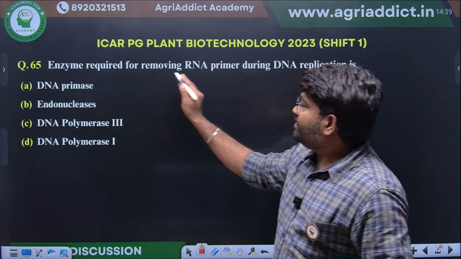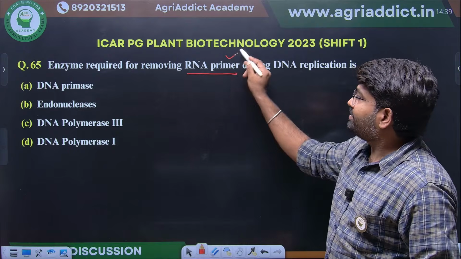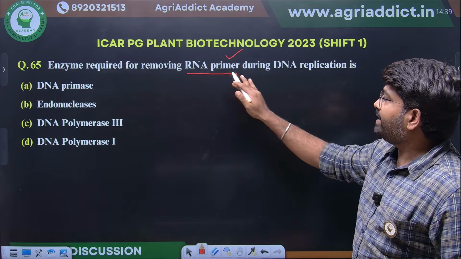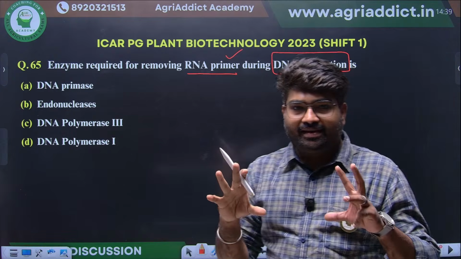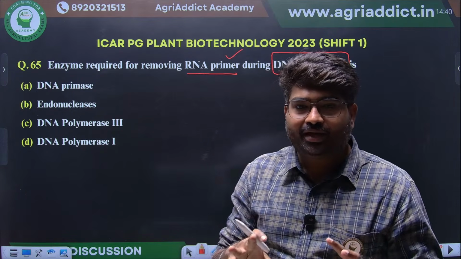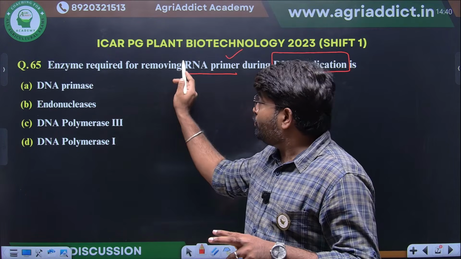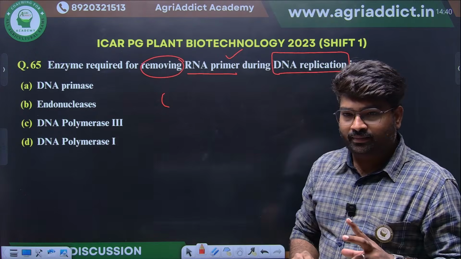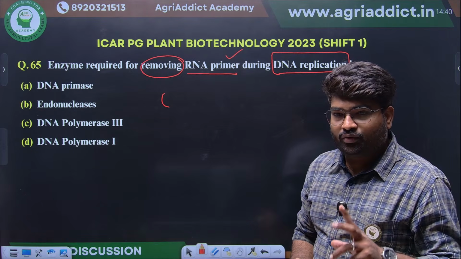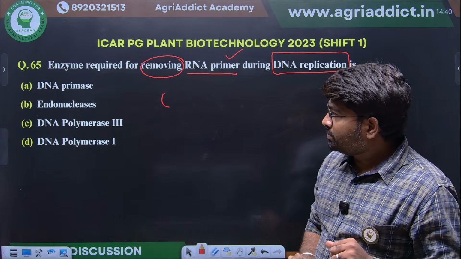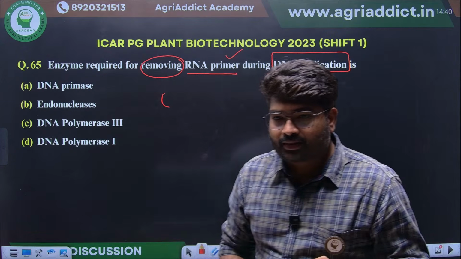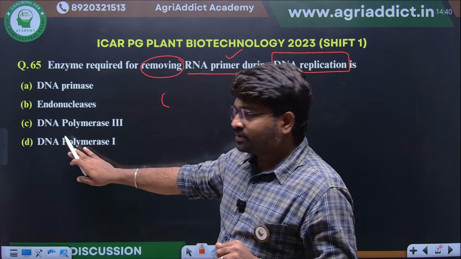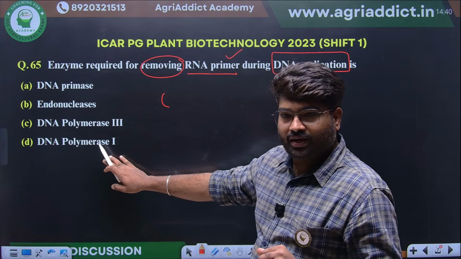Enzyme required for removing RNA primer. Enzyme required for removing RNA primer during DNA replication. During DNA replication, which enzyme will be utilized for removing the RNA primer? Yes. DNA polymerase 1.